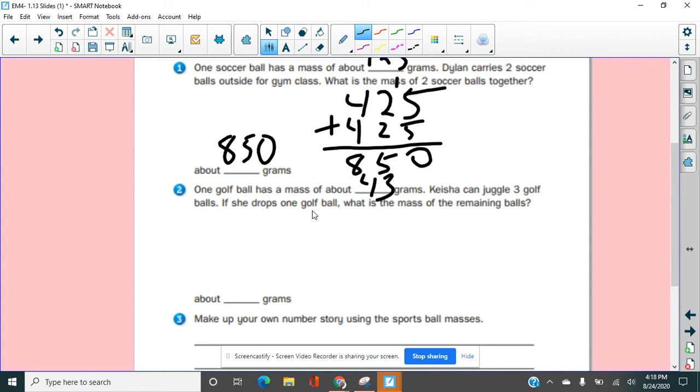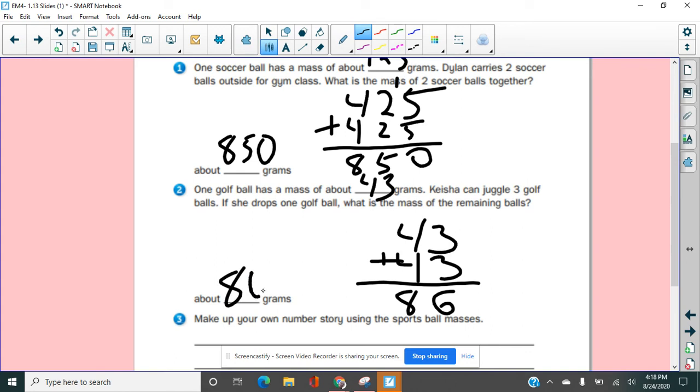She still has two, right? Each of those weighs 43 grams. What do you think we should do to solve this problem? Okay, here's what I would do. I would take this 43. This is the first golf ball, another 43, and let's add it together. Right? 3 plus 3 is 6, and 4 plus 4 is 8. Or 40 plus 40 is 80, and 3 plus 3 is 6. 80 plus 6 is 86. Right? Those methods both work.